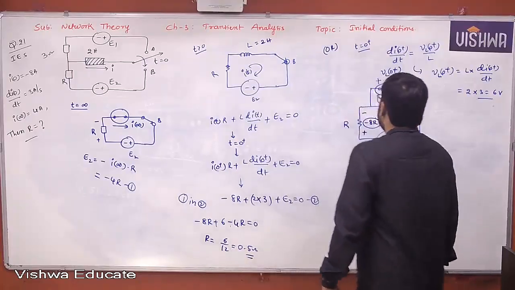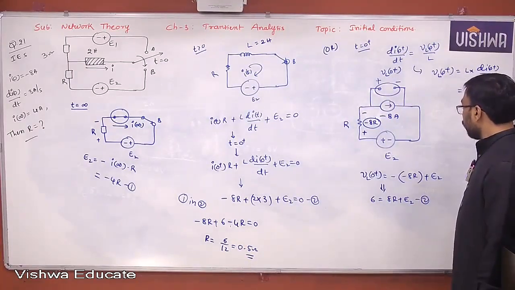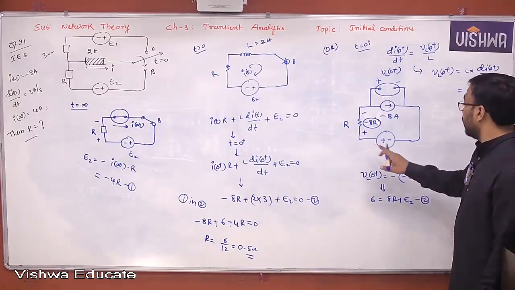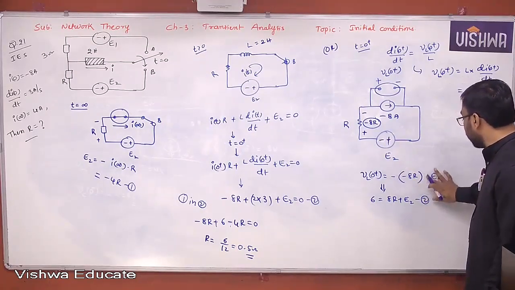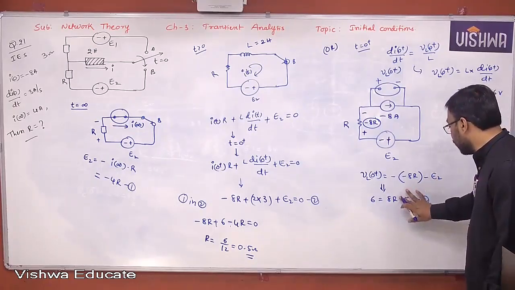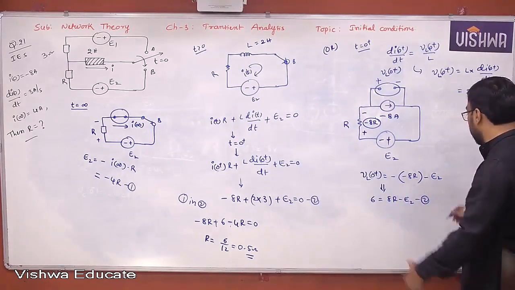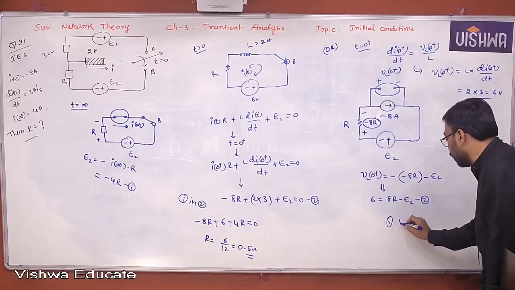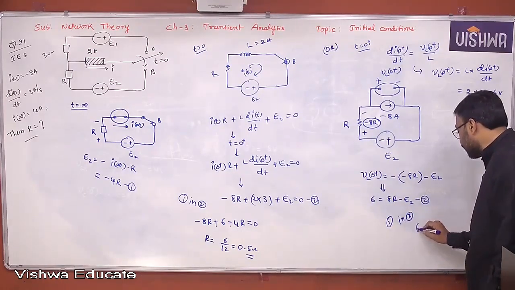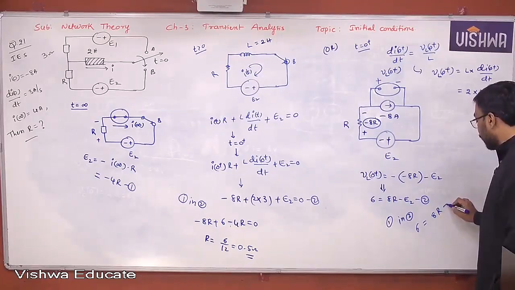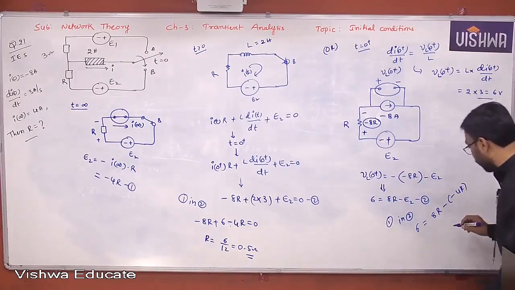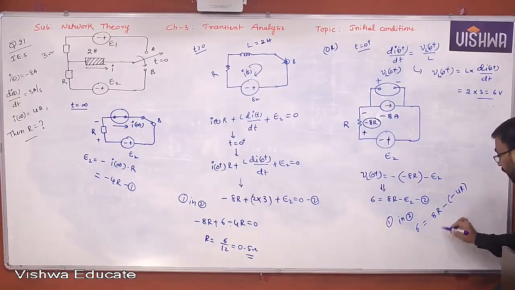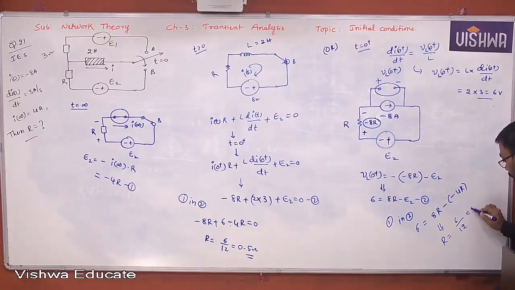So I think we made a mistake here. The polarities are taken wrong. This is minus, this is plus. Therefore you get a minus sign here. Now if you substitute equation 1 in 2, then 6 is equal to 8R minus of minus 4R. Then what do you get here? This is nothing but 12R, and from this you can get R is equal to 6 by 12, 0.5 ohm.